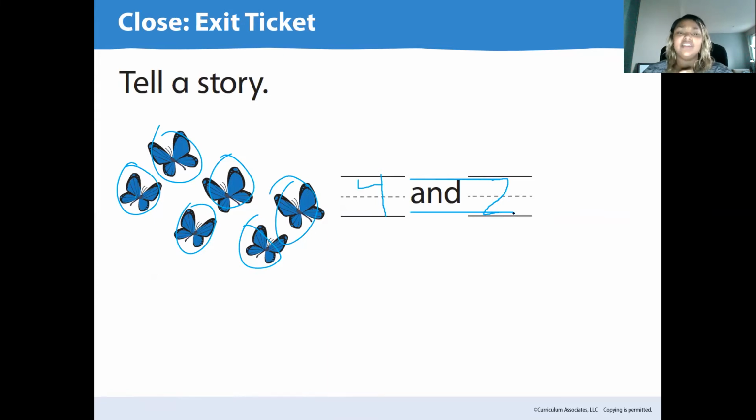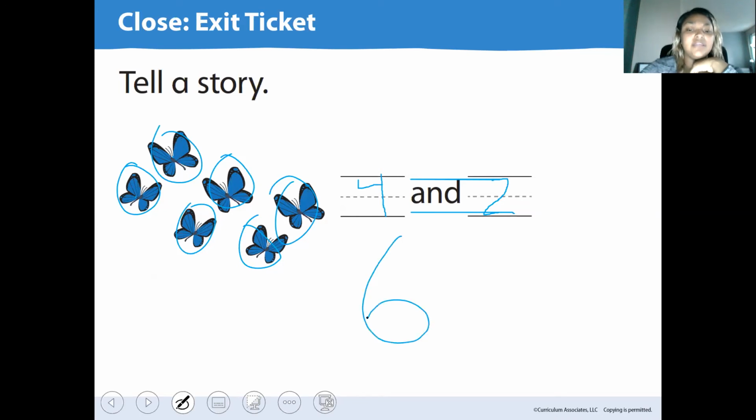Okay, so let's try that again. I have 4 butterflies and 2 more butterflies came along. How many do I have all together? That's our question. How many do we have all together to make our equal sign? And if you counted that correctly, you should have got this number. What number is that? It's a 6.